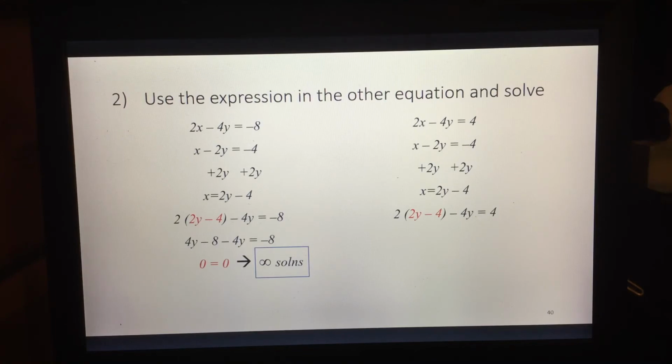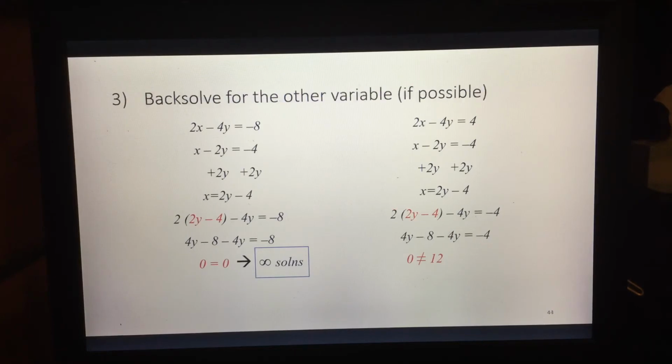Simplify by distributing the 2. 4y minus 8 minus 4y equals 4. And then combine like terms. 0 equals 12. What? Does 0 equal 12? 0 does not equal 12. So remember our next step.